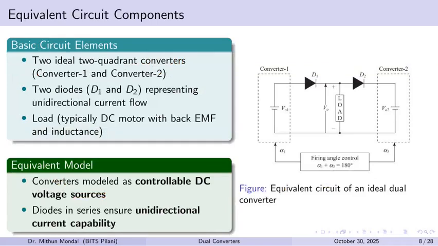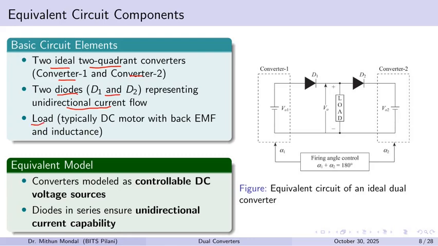We will see the equivalent circuit. The equivalent circuit of these two quadrant converters has two ideal converters, 1 and 2. They are represented with two diodes D1 and D2, and they represent the unidirectional current flow.